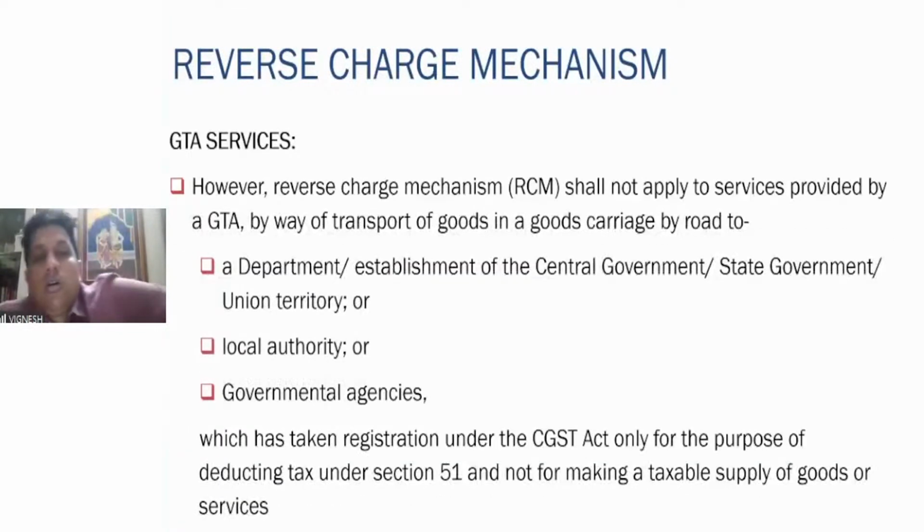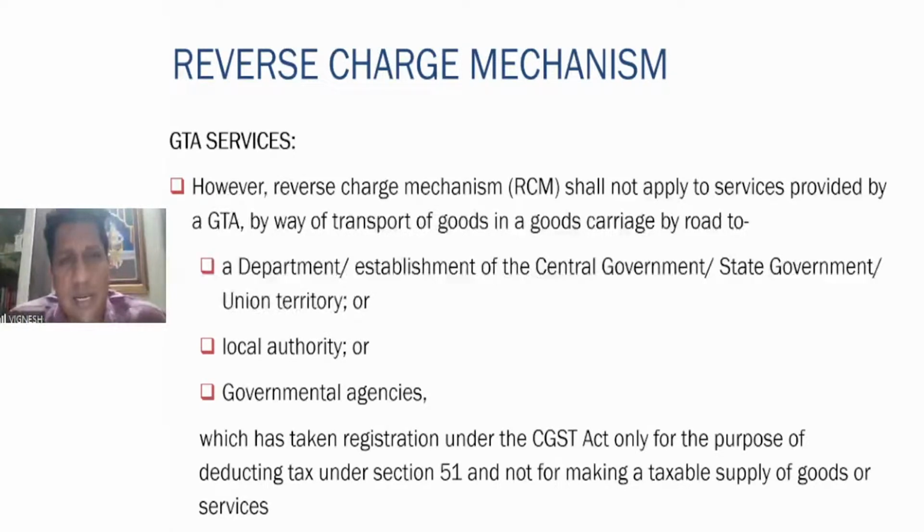Right? Also, reverse charge mechanism shall not apply in certain cases. What are those cases which are given? If a goods transport agency provides the services of transport of goods in a goods carriage by road to a department or establishment of the central government, state or union territory, or local authority or government agencies who have taken registration under CGST Act only for the purpose of deducting tax under 51 and not for making a taxable supply of goods or services. Again, if you see, a separate section is being referred here. What is this section?